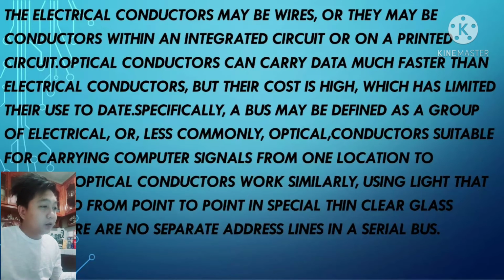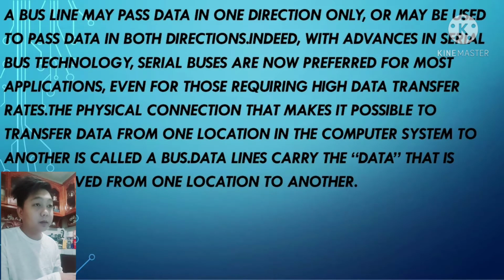Optical conductors work similarly, using light that is directed from point to point in special thin clear glass fibers. There are no separate address lines in a serial bus. A bus line may pass data in one direction only, or may be used to pass data in both directions. Indeed, with advances in serial bus technology, serial buses are now preferred for most applications, even for those requiring high data transfer rates. The physical connection that makes it possible to transfer data from one location in the computer system to another is called a bus.